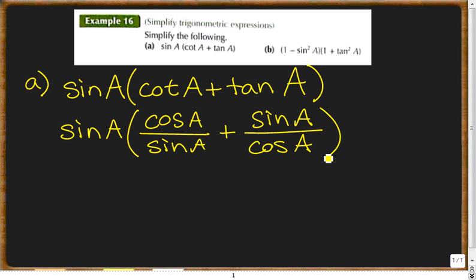So it looks like I made this more complicated, but what I'm going to do now is add these two fractions together. So we want to think about how we add fractions. Adding fractions works in the following way. We take the first fraction's numerator and multiply by the other denominator, so we get cosine times cosine, which makes cosine squared.